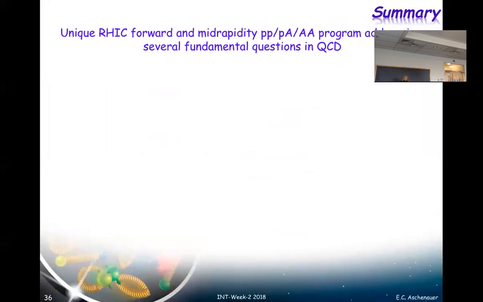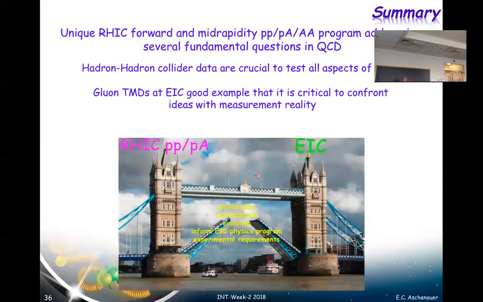So in summary, I think the RHIC forward and mid-rapidity polarized proton-proton program is addressing very fundamental questions in QCD. The hadron collider data are crucial to test all aspects of the TMDs. If you really want to understand them in full glory, you need the data as well. The gluon TMDs at an EIC are a good example that it is critical to confront ideas with measurement reality, because if you do that, you see that suddenly, unfortunately, because you have to measure two charm mesons in a detector, you get pretty big error bars.